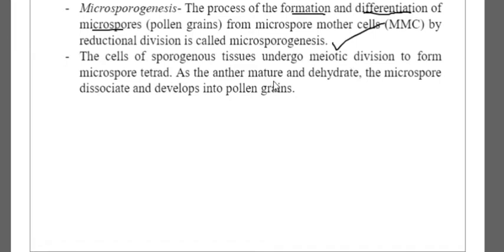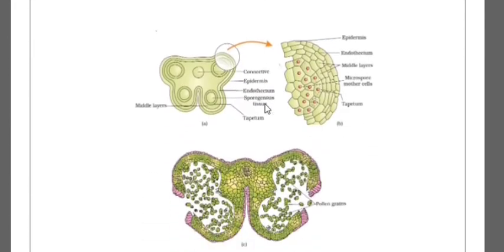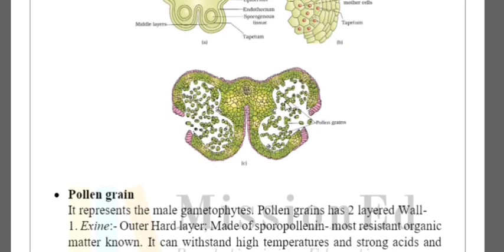And as the anthers mature and dehydrate, the microspores dissociate and they develop into pollen grains. So as you can see in the figure, whatever I said is explained here: the middle layer, the connective tissues, the epidermis, the endothecium, sporogenous tissues. And if you magnify this part, a structure like this is visible under the microscope: epidermis, endothecium layers, these are the middle layers, and these are the microspore mother cells, the MMCs, which are further important. This is the tapetum, which is giving us the nourishment for the cells, and this is another part which gives us a diagrammatic representation of the pollen grains.